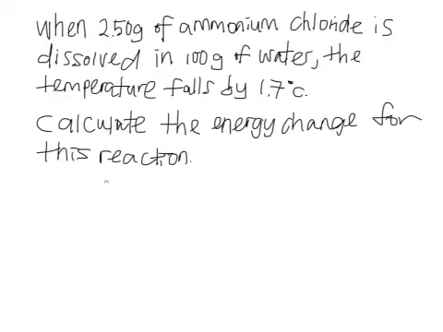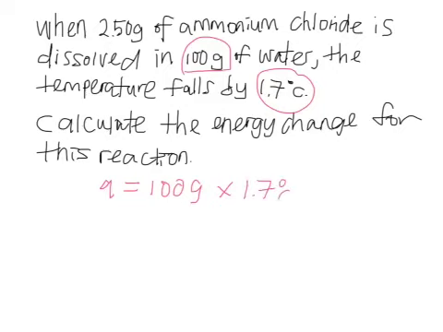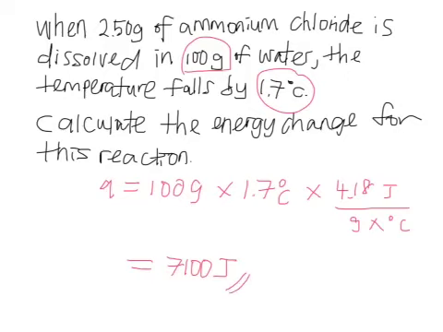Let's try. Amount of heat energy released equals to mass of water, 100 grams, multiplied by the change in temperature, 1.7, and specific heat capacity, which is 4.18 joule per gram per degree Celsius. The answer, 7,100 joule. Easily done.